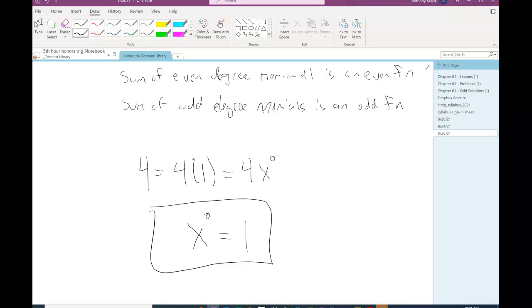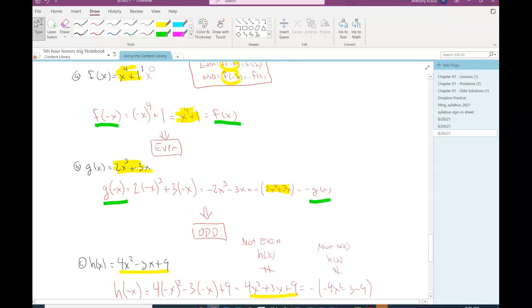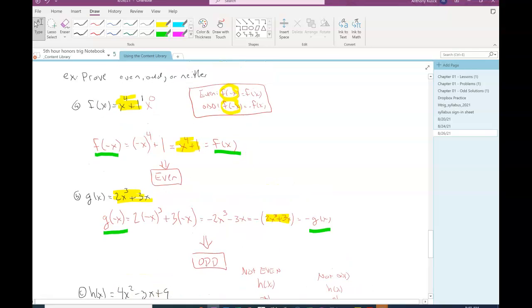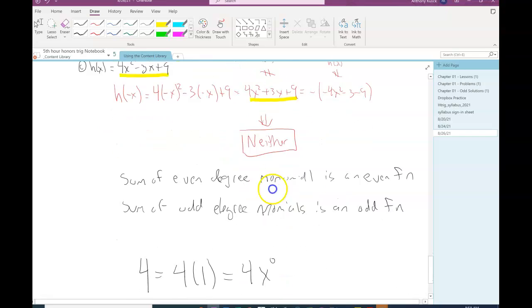Okay. Is that cool? So if it says x to the 4th, and if it were plus x, then it would be neither, right? Correct. Yeah, because you have an even and an odd degree. Okay, that makes sense. Because it's just a number, then it would be an x to the 0.